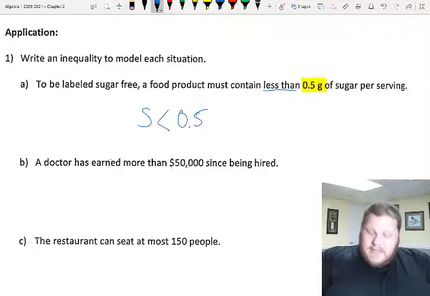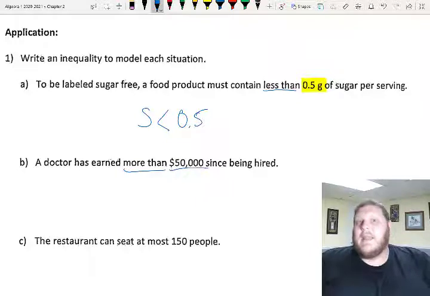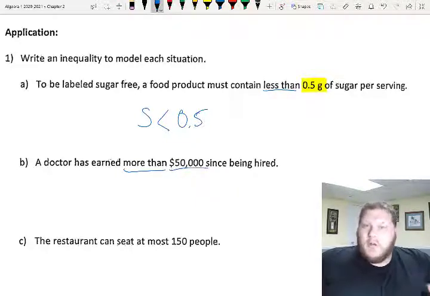That's not always the case because you can see this next one. A doctor has earned more than $50,000 since being hired. So in this case, obviously $50,000, that's our money value. That's that number that we're going to use for our boundary. But more than isn't exactly greater than, but we know that more and greater are the same. They're synonyms, right? They mean the same thing. If I've earned more than $50,000, that's the same thing as earning greater than $50,000.